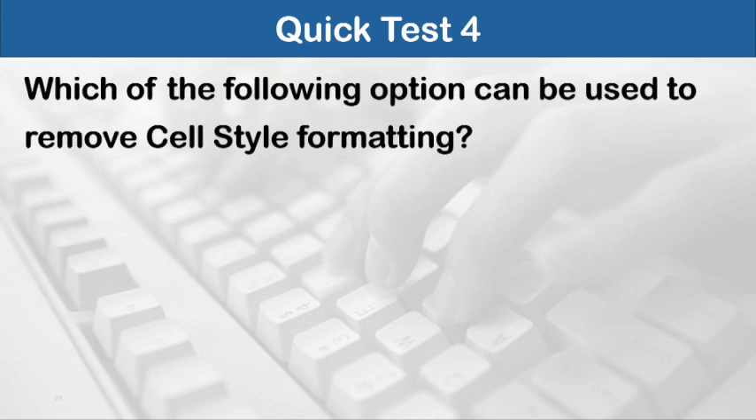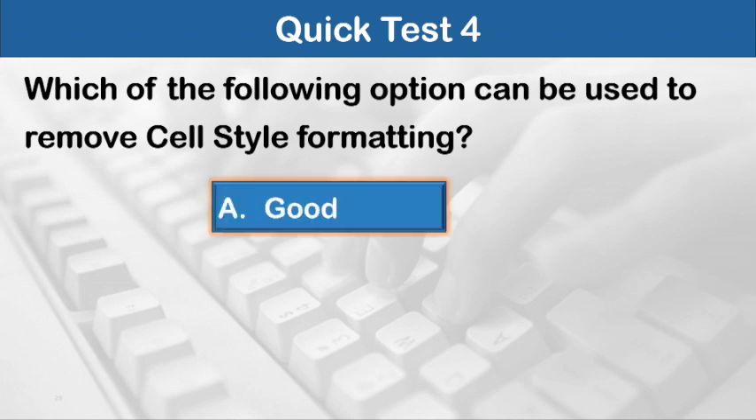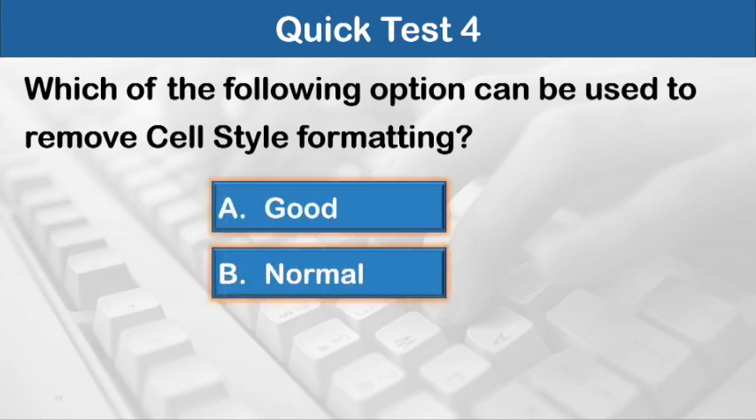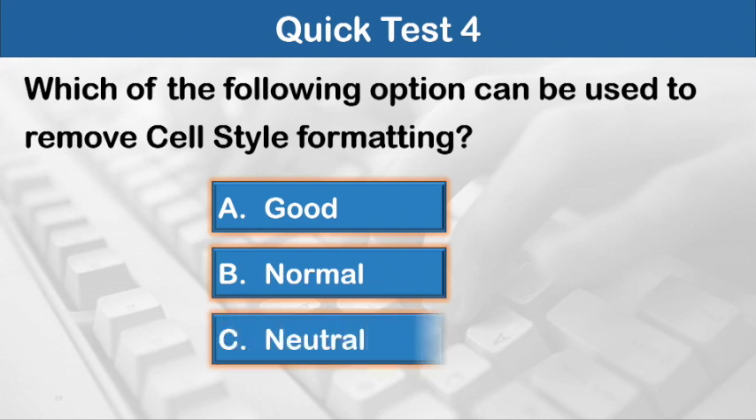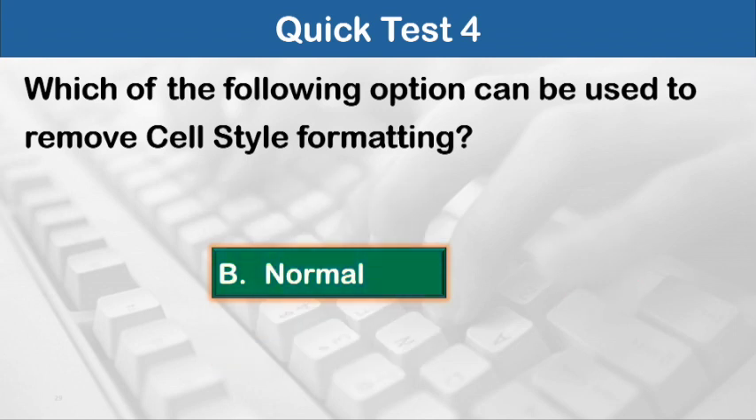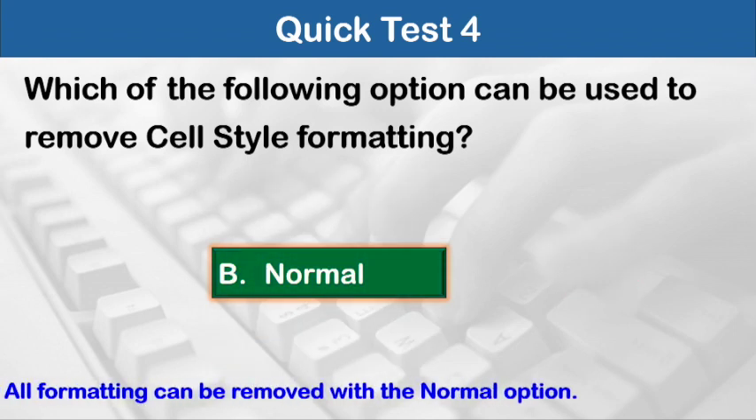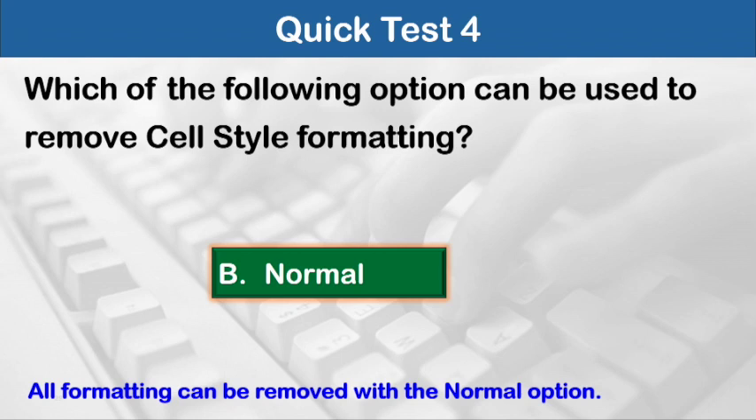Number 4. Which of the following option can be used to remove cell style formatting? Is it A. Good, B. Normal, or C. Neutral? The answer is B. All formatting can be removed with the normal option.